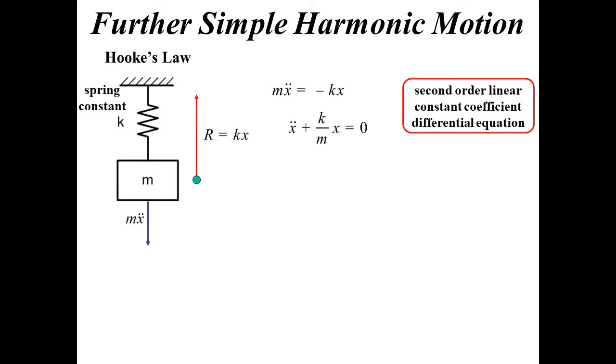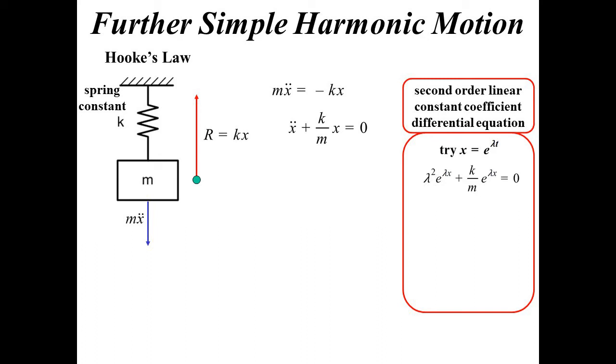not in the syllabus, x is equal to e to the lambda t. So if I was to substitute in e to the lambda t, I would end up with lambda squared e to the lambda t plus k on m e to the lambda t, which would give me lambda is plus or minus i times the square root of k on m.